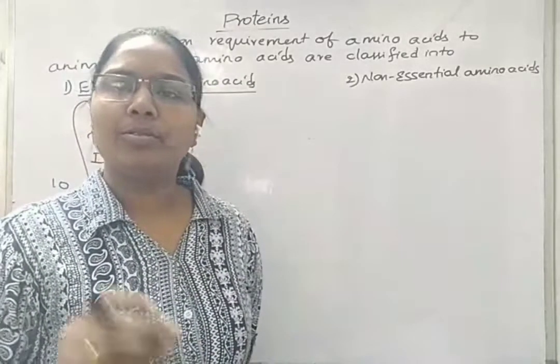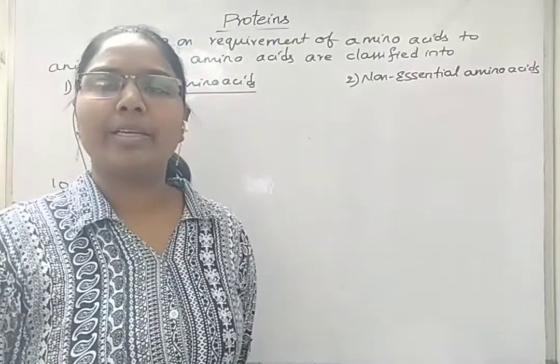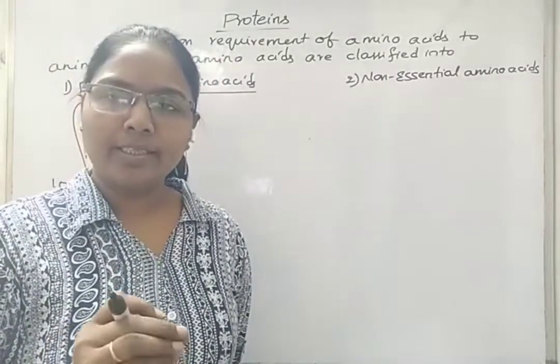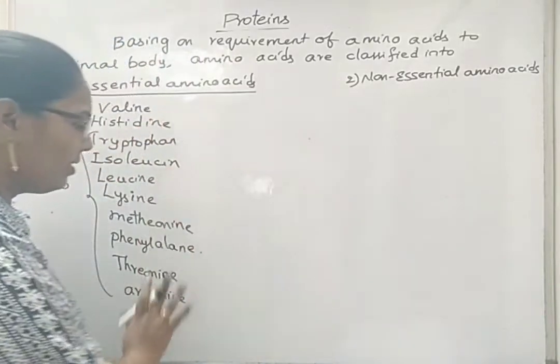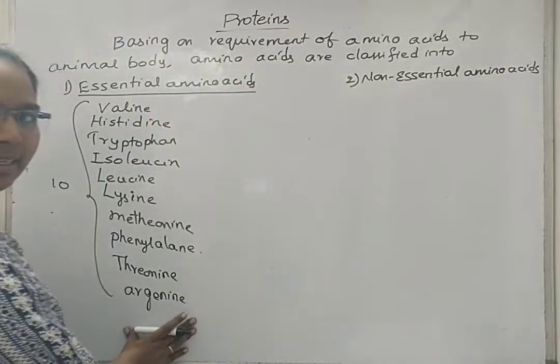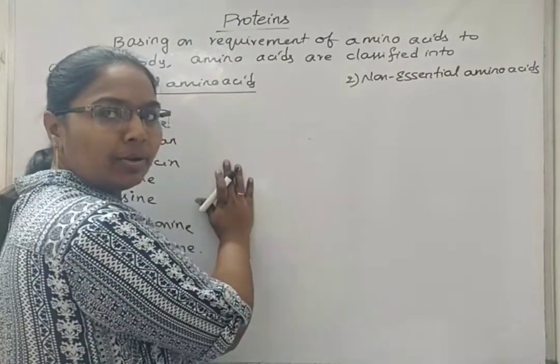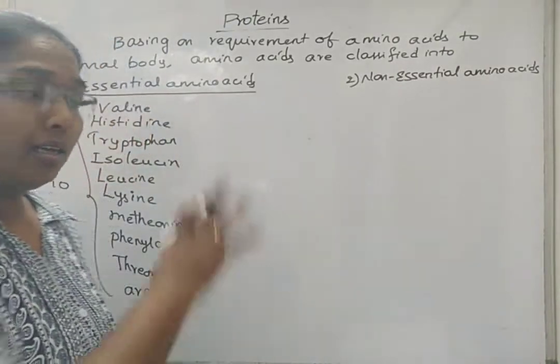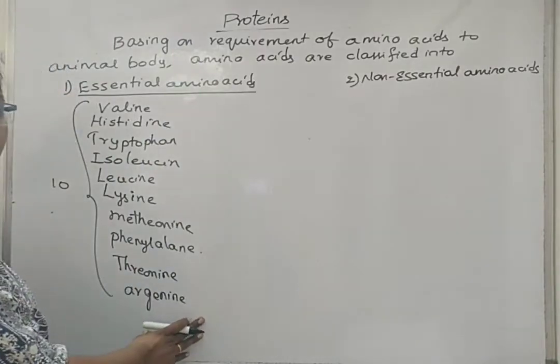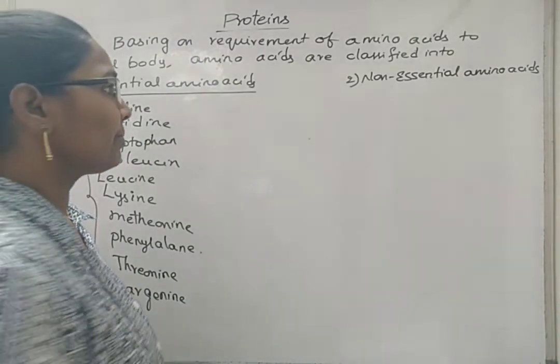Already I said that only 20 amino acids are involved in protein synthesis. So we have listed 10 out of the 20 here. These are not synthesized in the animal body, so the animal has to take all these amino acids in the form of diet.